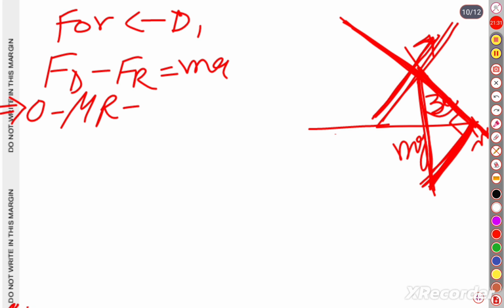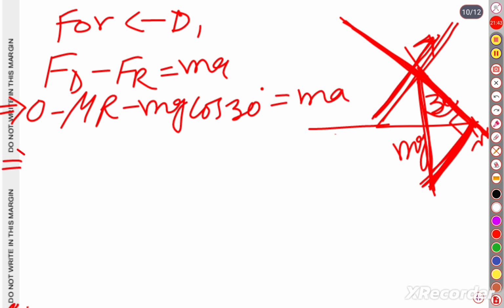Another resistive force is weight. The weight is also causing resistance, so that is mg cos 30 degree equal to m into a. Now we are going to find R. Mu is 0.1 and R, as I have explained previously, is going to be mg cos 30 degree, the normal reaction.